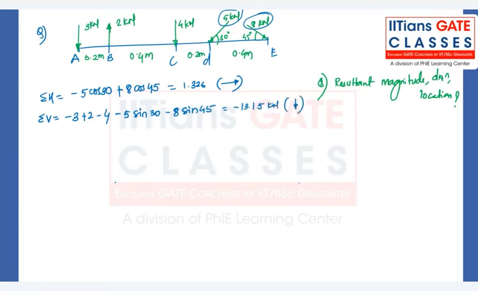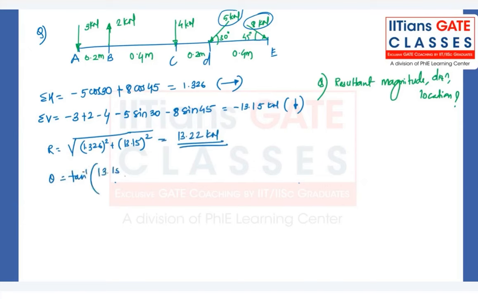Then the resultant is the square root of 1.326 whole square plus 13.15 whole square. It will be 13.22 something kilonewton. And theta will be tan inverse of summation of all vertical forces, 13.15, divided by summation of all horizontal forces, 1.326. It will be something like 84.24 degrees. Okay, yes, 84.23.